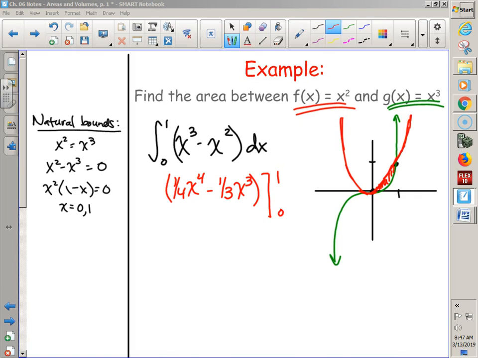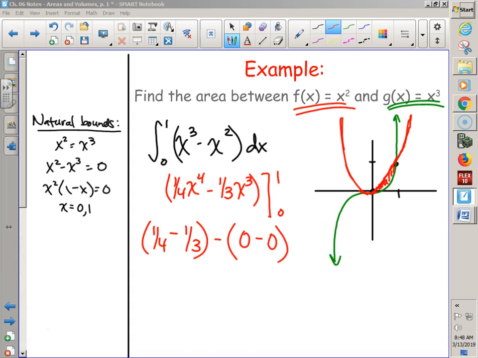So let's plug in 1, and we end up with 1/4 minus 1/3. That's f of b, the antiderivative of b, minus f of a. It's time to plug in 0, but 0 minus 0 is just 0. Oh, 1/4 minus 1/3. Box it.